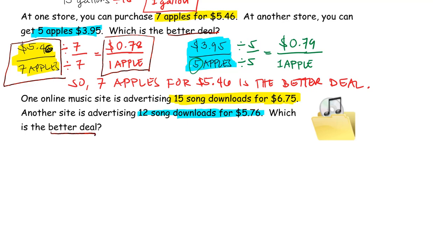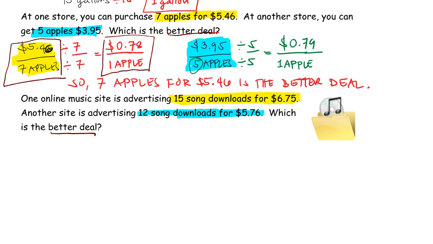Again, if you're gonna look by just the numbers, you might be tempted to answer the second site with 12 songs and $5.76, because again, if you're just looking at the money, you have a lower money there. However, remember that the first site gives you more songs, although the amount is a little bit bigger. So to answer the question of which is the better deal, well, we're gonna get the unit rate.